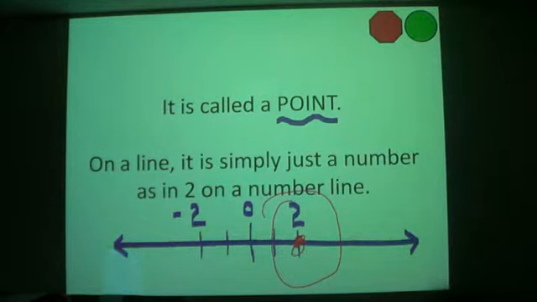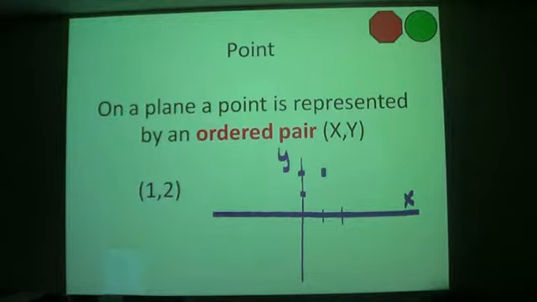It's a location. On a plane, a point is represented by an ordered pair, x and y. X comes first, then y, just like the alphabet. So we see the ordered pair here, and here is the location on the plane. Here we have the x-axis, you have the y-axis. x is 1, y is 2, and so that's the location, the point. It's dimensionless. We can't measure it, we only know where it is.